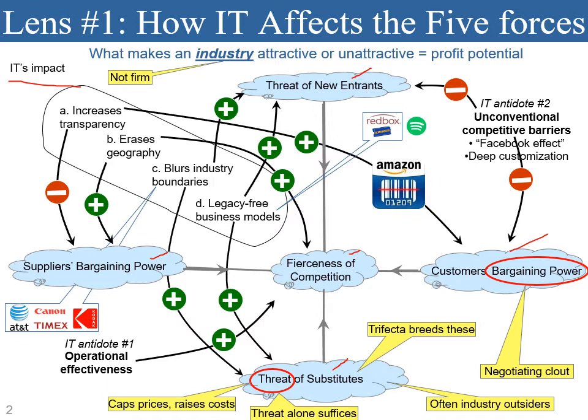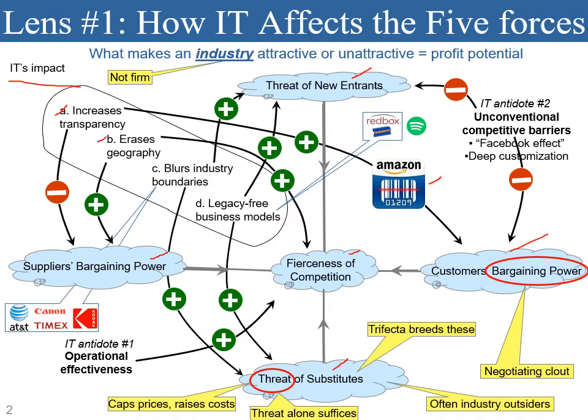So let's see the first one. IT can increase transparency. Okay, it is about the internet increasing the transparency of suppliers' costs for firms, and market prices for customers. Okay, for example, you can use the internet to know which suppliers offer the cheapest price. Okay, for example, here you use Amazon. So the second one is IT can erase geography.